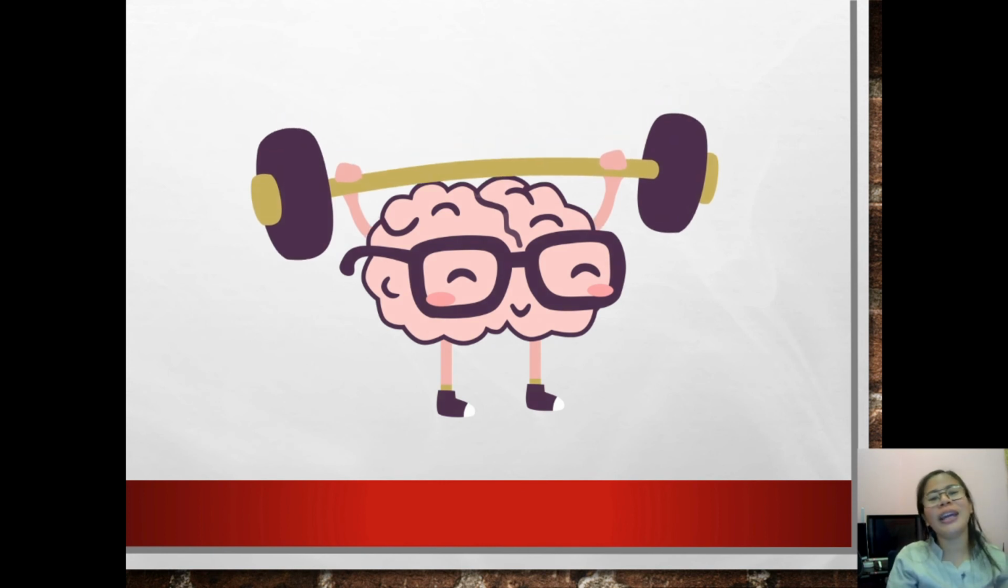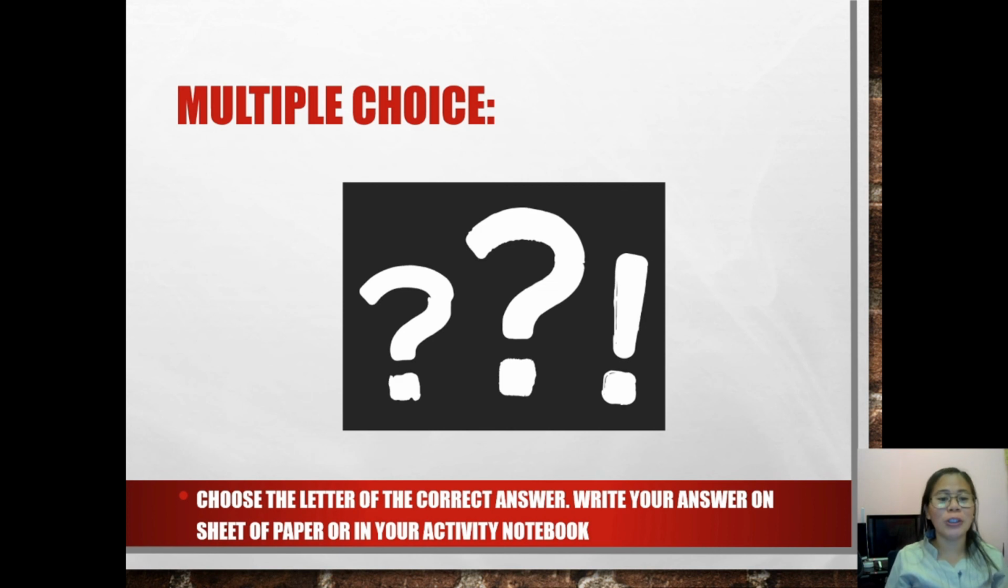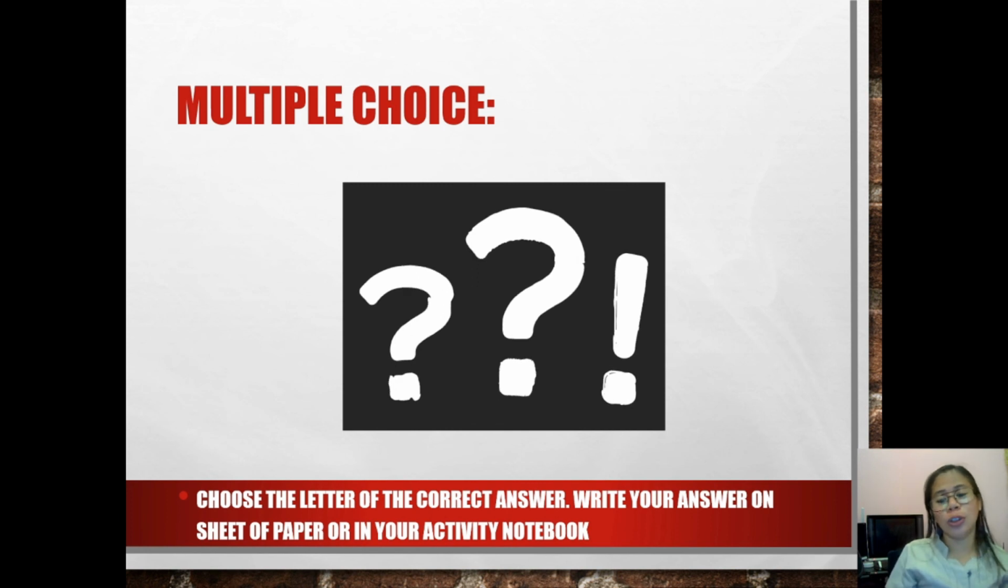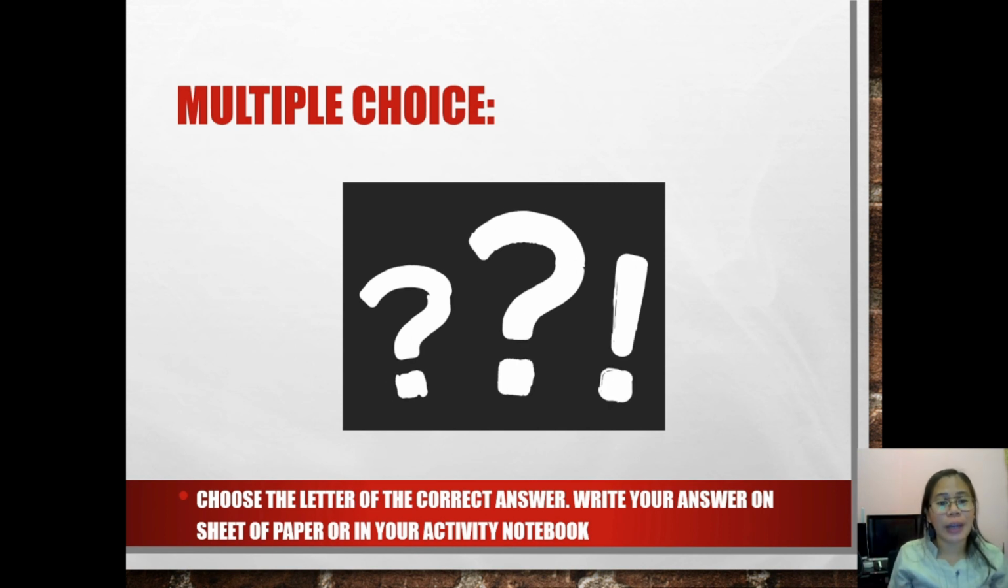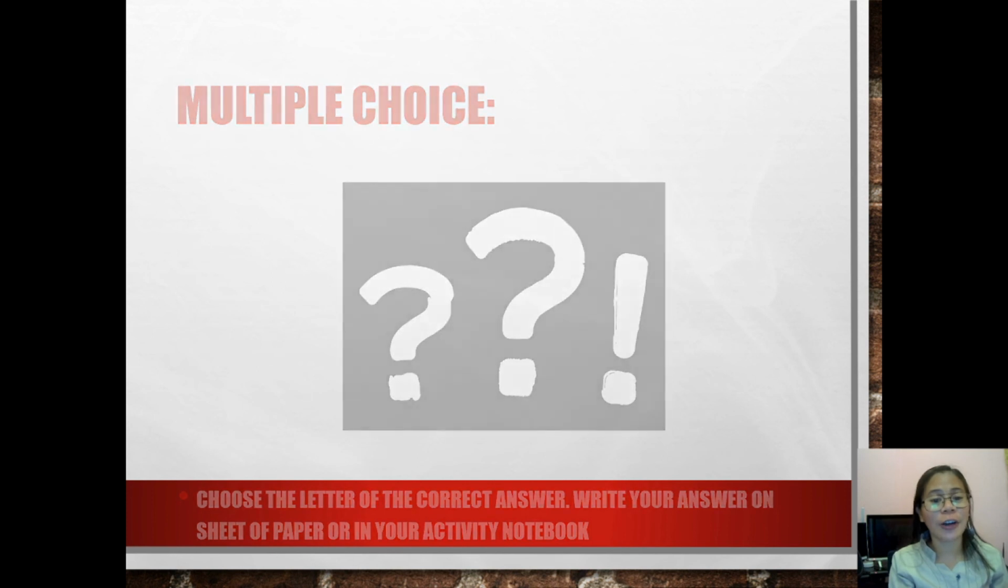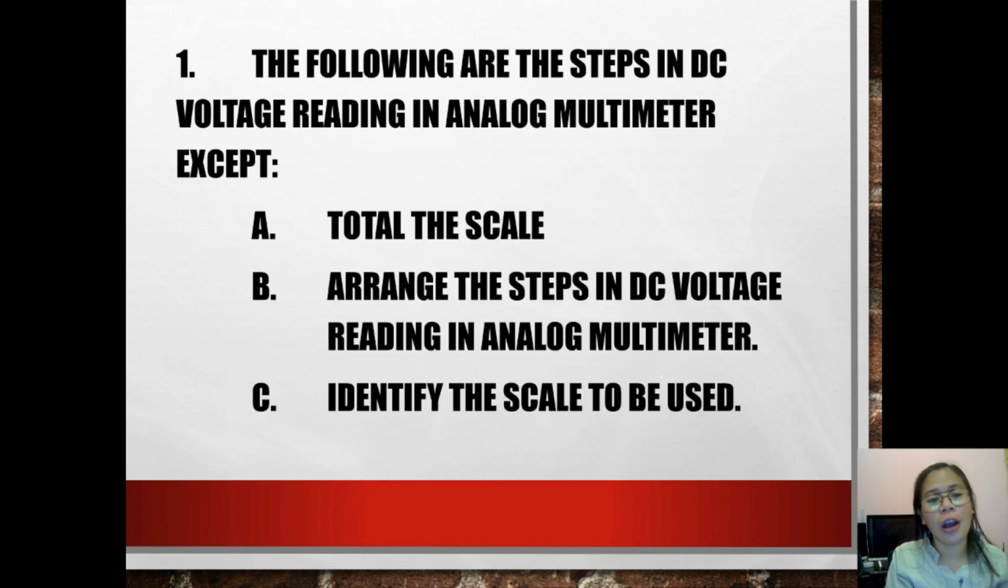Okay, for our quiz, we have multiple choice. Choose the letter of the correct answer. Write your answer on a sheet of paper or in your activity notebook. I will read each question and its choices. So let's start. Get ready. Get your pen and paper and answer the questions. Just write the correct letter only.